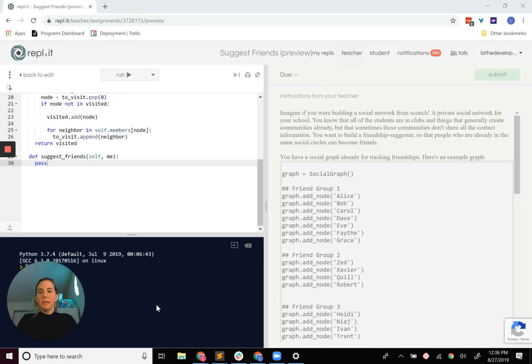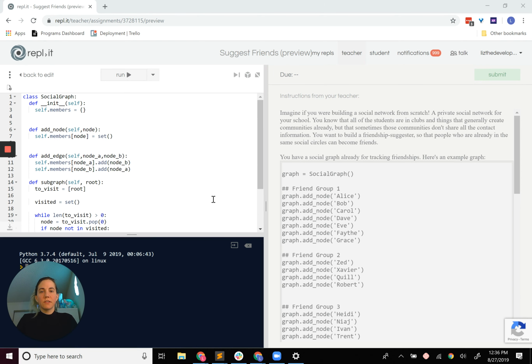All right, so let's talk about the suggested friends problem. The idea is you're building a social network from scratch. It's for your school, and you know that people are kind of in cliques, but you want them to become friends within the cliques. You want to drive graphs towards K completion.